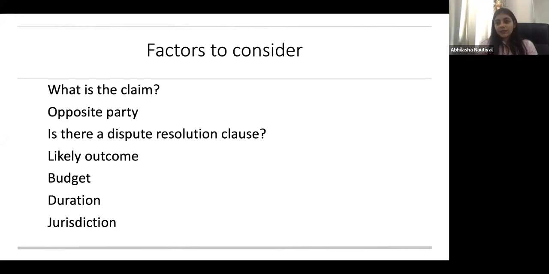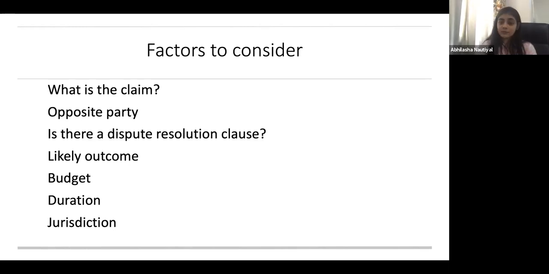What is the likely outcome? This is a very important consideration. This will determine your approach and strategy and advice on how to resolve a dispute. Sometimes, in fairness, where a case is not made out on merits, whether it's even a path that one should go down or not, is something that you may want to advise.